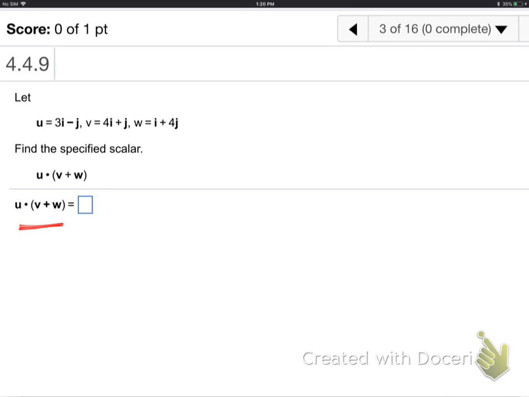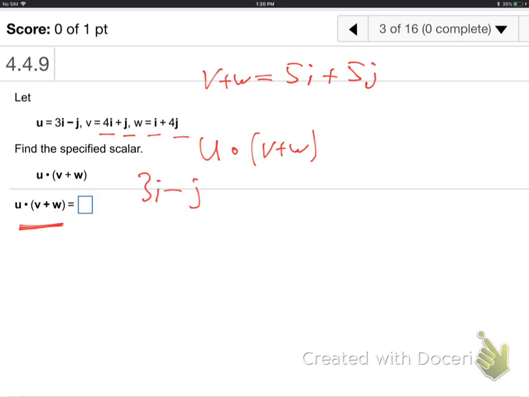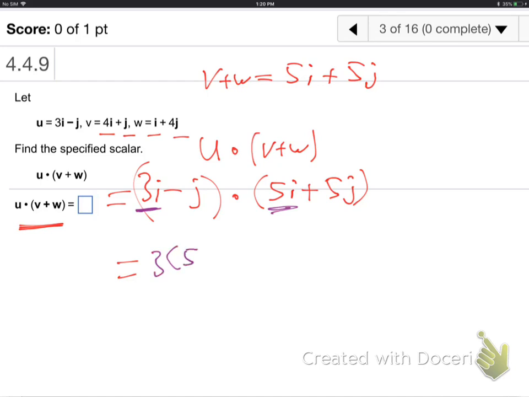All right, how are we doing? So V plus W. So that was just add the i with the i. That's what, 5i. And the j with the j, 5j. So that's 5i plus 5j. They're adding them. So then I'm supposed to take U dot V plus W, so the U would be 3i minus j dotted with 5i plus 5j. So you don't have to show all these steps. Whatever steps you did, as long as the answer is right in the end. So the i times the i, 3 times 5 plus, and this is negative 1 times 5. What's that? 15 minus 5, 10.